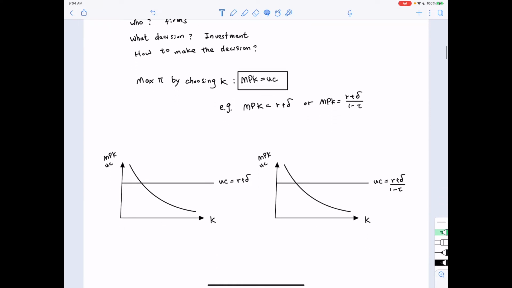So then to determine the optimal level of the K, we just find the crossing of the marginal product of the capital and the user cost. And then we are going to determine the optimal level of the K.